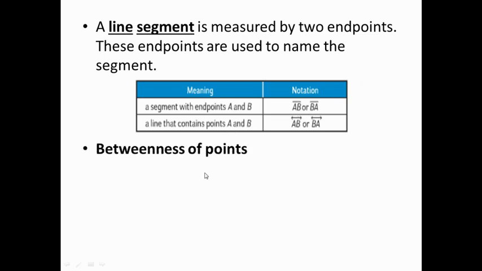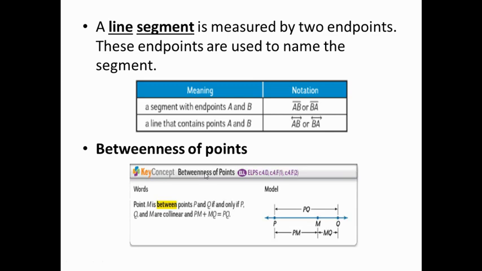Okay. The next thing to talk about is the betweenness of points. It's kind of a funny word, betweenness, but it literally just says that a point is in between two other points when it's on the same line, and then you can add together the two segments that make up the whole segment. So I'll read you the definition because I feel like I might be saying it poorly.